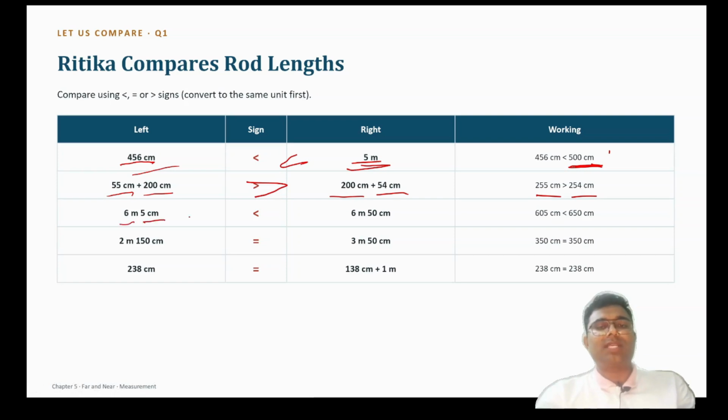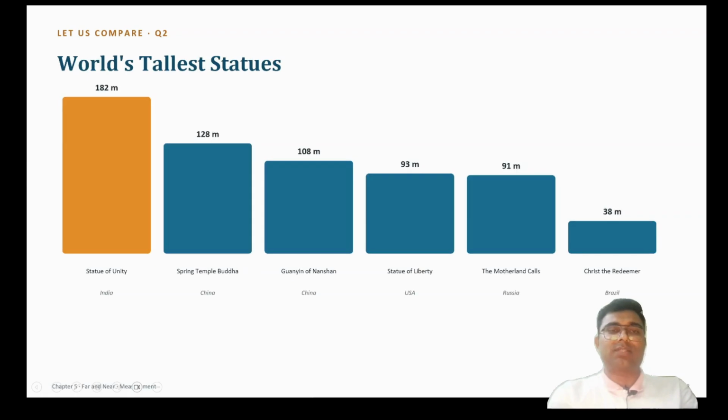6 meter 5 centimeter, 6 meter 50 centimeter. So this is bachcho, the first one is 605 centimeter total, and the right side is 650. So 650 is greater. In the same way, let's check the others as well.